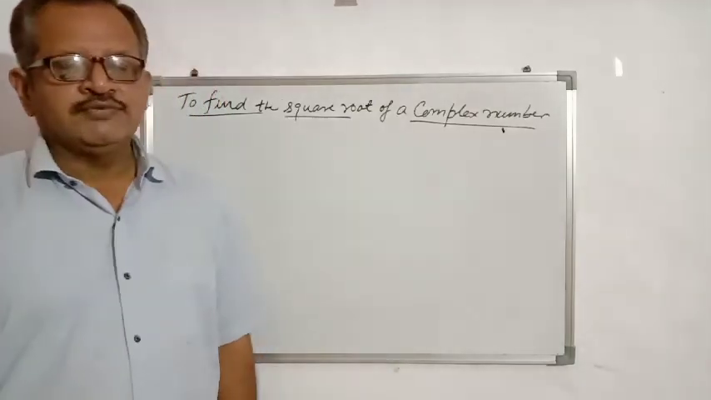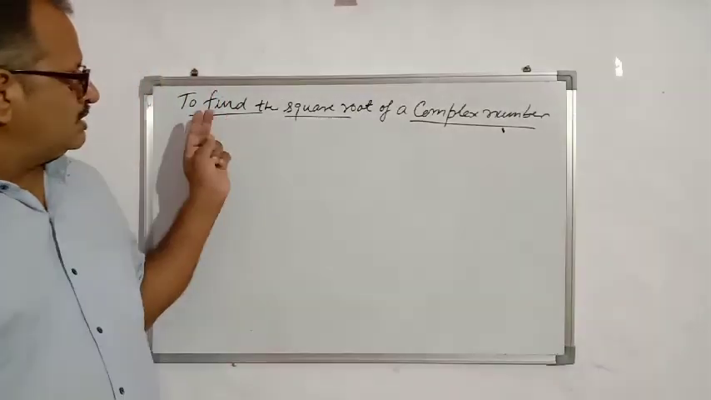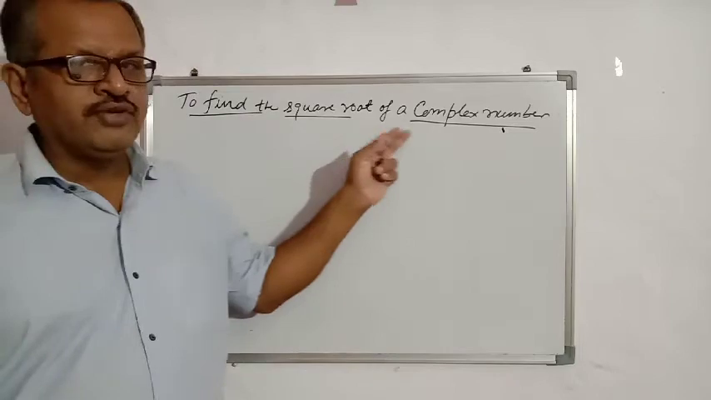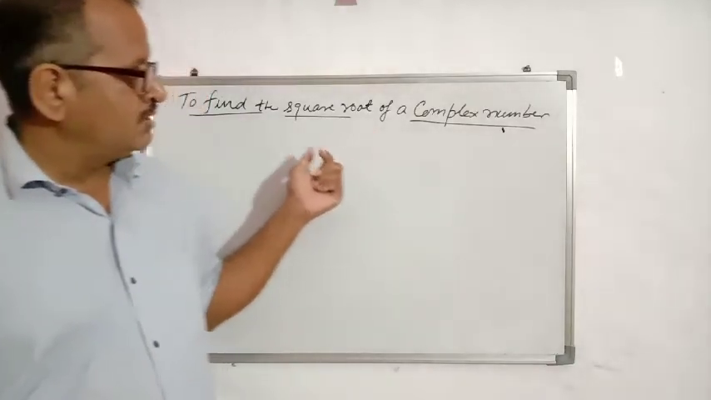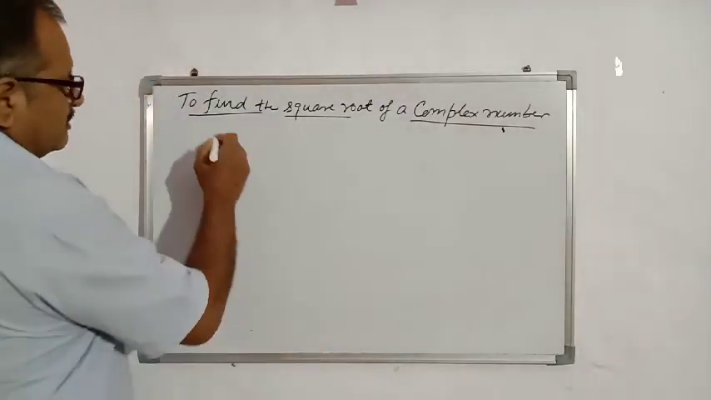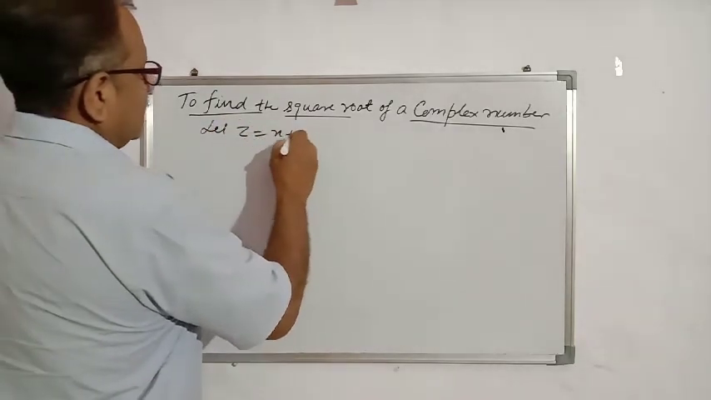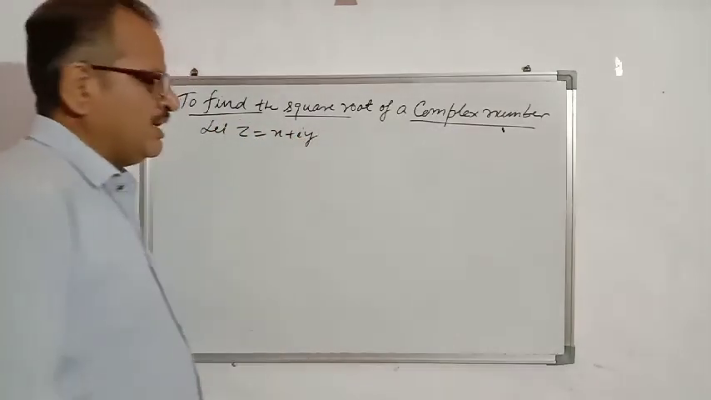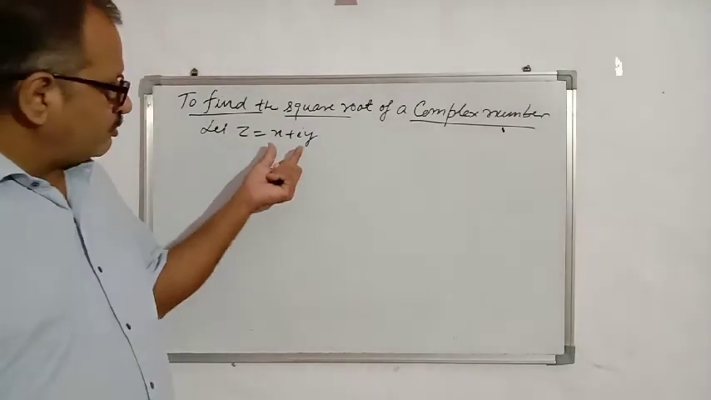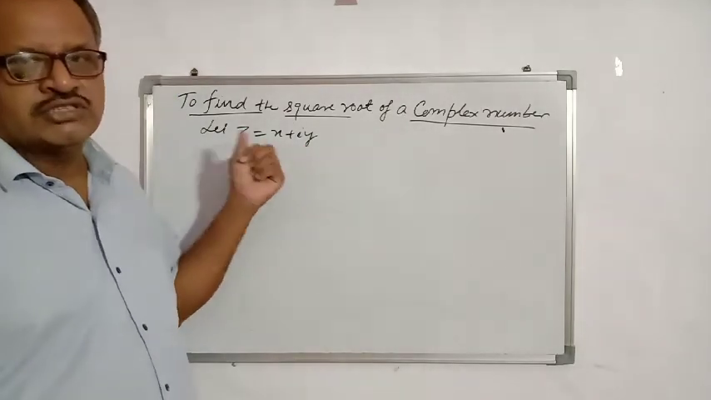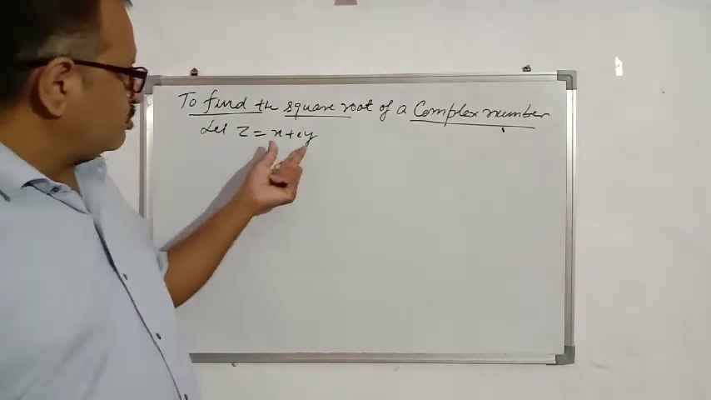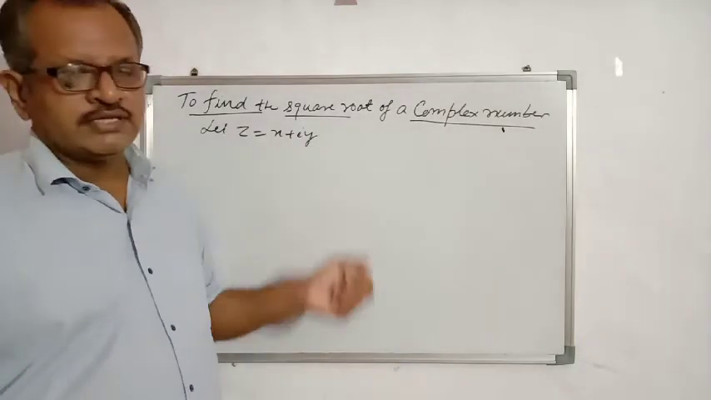Friends, in this video we will discuss how to find the square root of a complex number. So let us take a complex number. Let z is equal to x plus iy be a complex number. We have to find the square root of this complex number. The square root of a complex number is also a complex number.